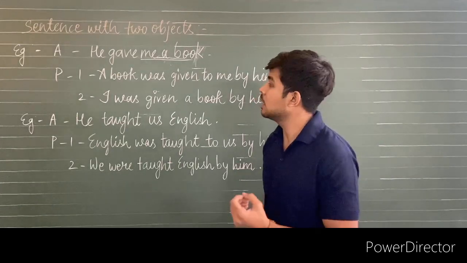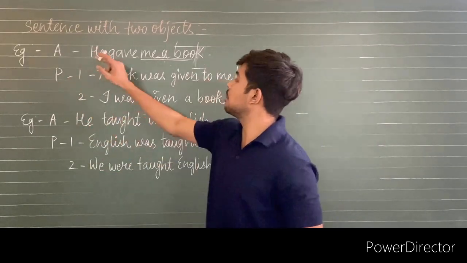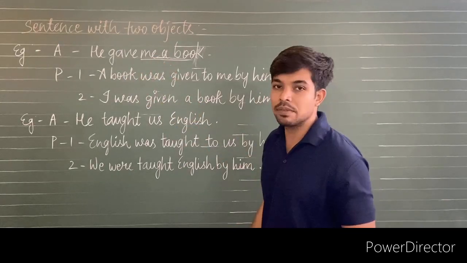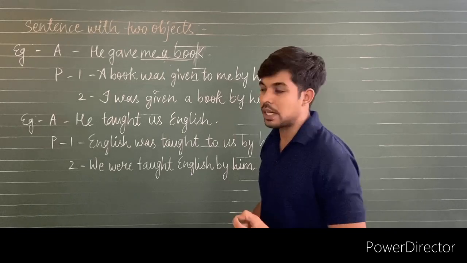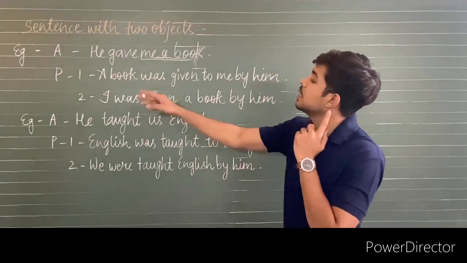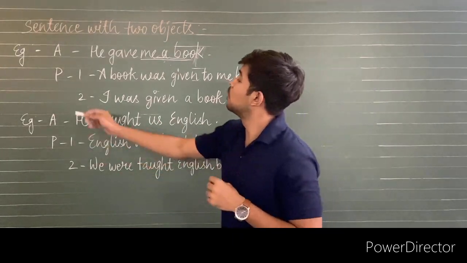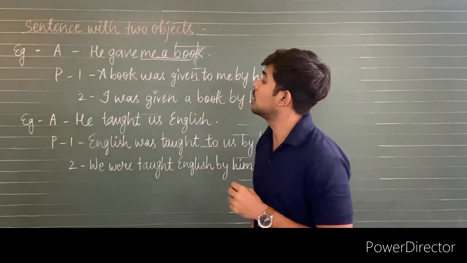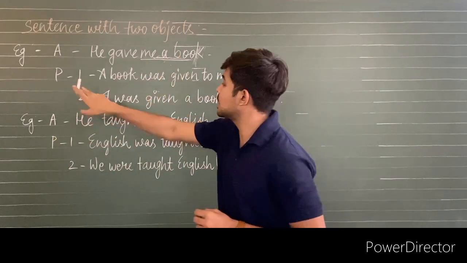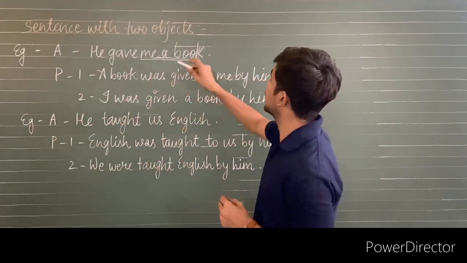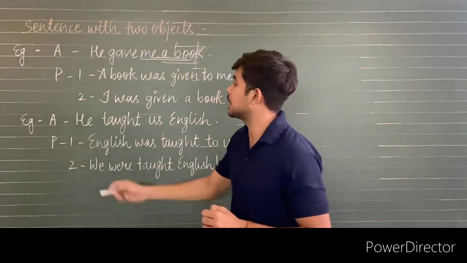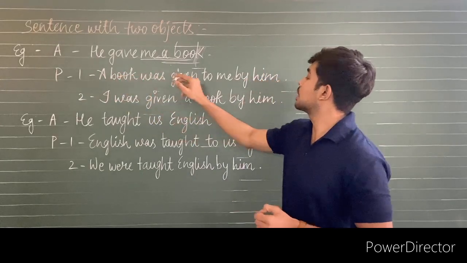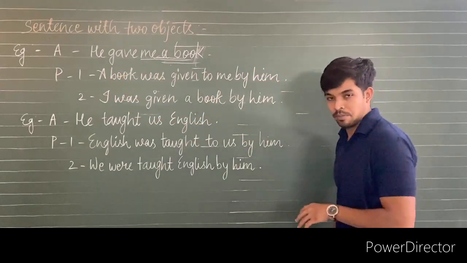For example, in passive voice, if the sentence has two different objects, we can make two different sentences, one with each of the objects first. So in this sentence we have the first sentence as he gave me a book. In passive voice, if we want to keep a book as the subject, we will write the sentence like: a book was given to me by him.